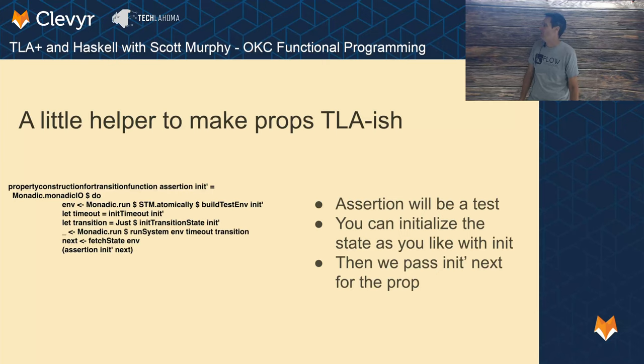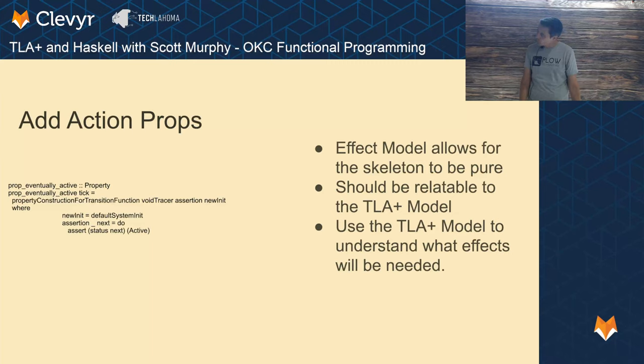So init prime to next, right? I'm going to pass whatever my assertion is, and then I'm going to pass it what the initial conditions were, and then what the output conditions were. And if you'll notice, assertion comes in as an argument at the top too. So I'm creating a way of passing different assertions in and creating a testing framework to build tests that look like TLA properties. So here's an example of that with more underscoring and less ridiculousness.